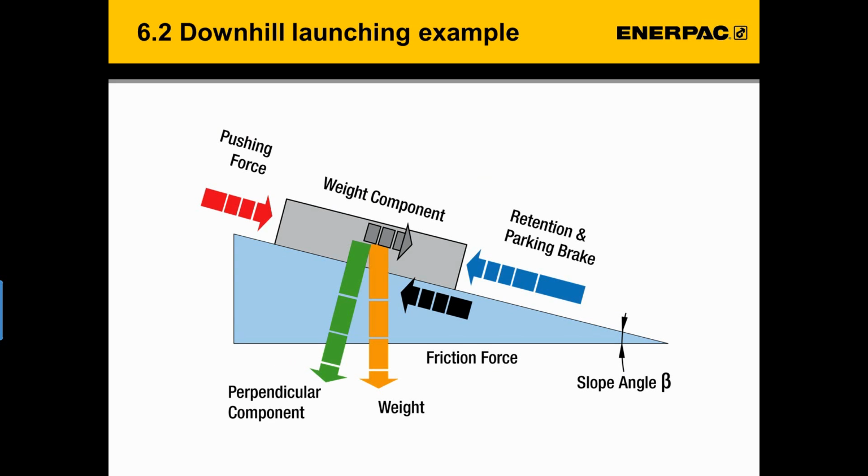Now let's have a look at downhill launching. In this case, like before, we need to check the weight and the angle of slope, the beta, and the perpendicular component to calculate the friction force. With that, we can calculate the pushing force needed to launch or push the bridge element, but now we need to take into consideration the retention force to make sure the bridge does not slide off the slope.